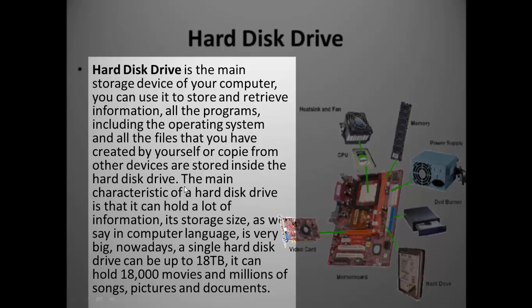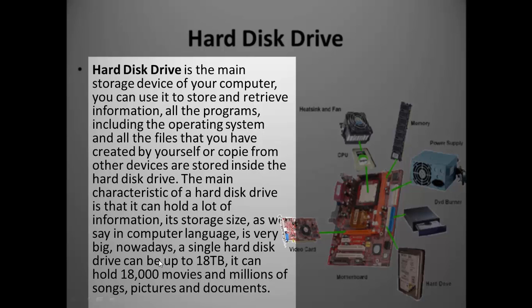disk drive. The main characteristic of a hard disk drive is that it can hold a lot of information. Yes, that is another thing. Its memory is much greater than the RAM. Its storage size is very big. In computer language, it's very big. Nowadays, a single hard disk drive can hold up to 18 TB.